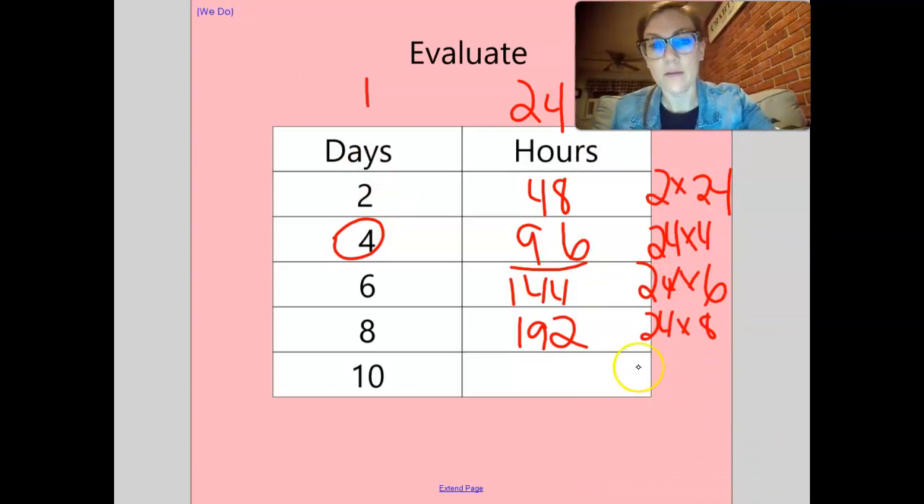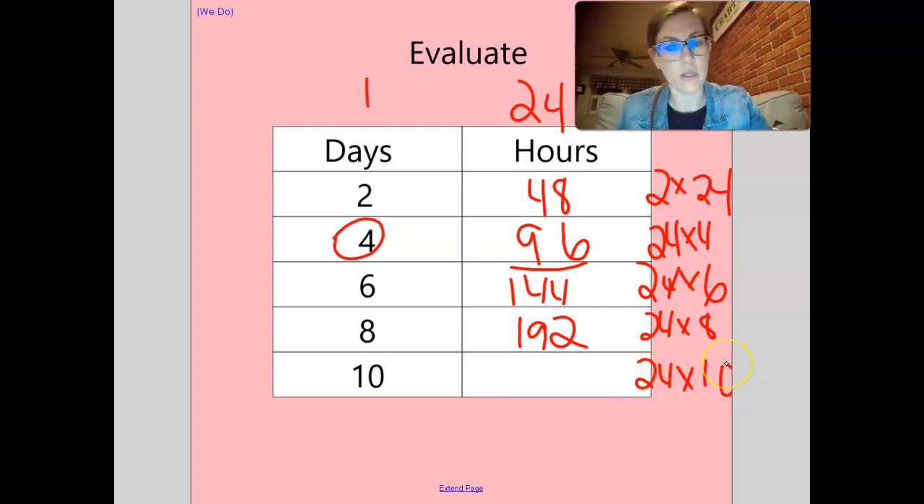And how many for the final one, which isn't too bad to solve? What would the equation be? 24 hours times 10 days. Oh, you got a 0 in the back. Nice and simple. Hide the 0 for later. 24 times 1 is 24. Pop the 0 back.